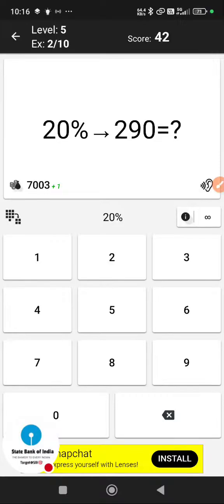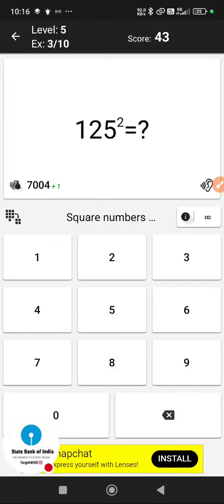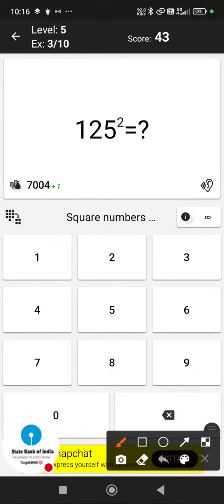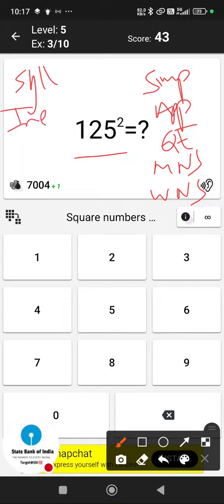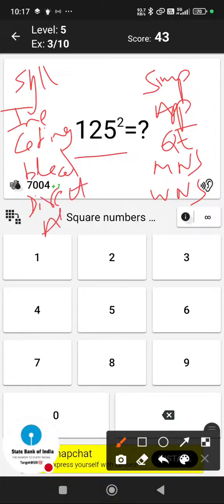20% of 290, it will be 58. First of all, we are practicing some speed math questions. Later, after this speed maths, we are going to see simplifications, approximations, quadratic equations, missing number series, wrong number series, and in reasoning we see syllogs, inequalities, and coding, decoding, blood relations, directions, and alphanumeric series. So please watch till the end.